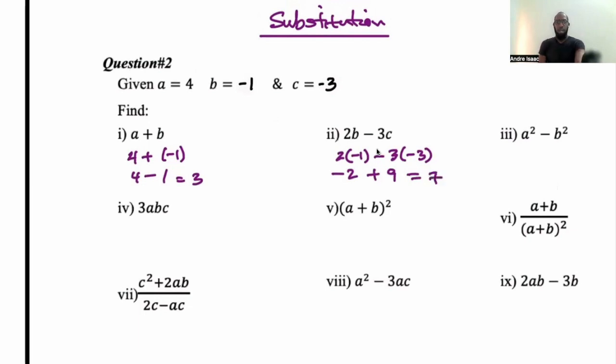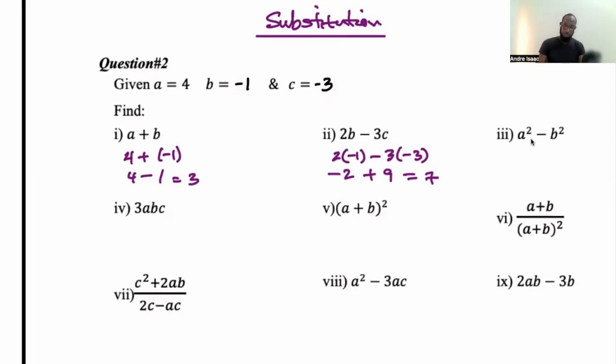Here you substitute and you put whatever the values are in the brackets. And here you multiply different signs minus, same signs plus, right? And 2 times 1 is 2, 3 3s are 9. So deal with the sign first, number after, and you get 7.